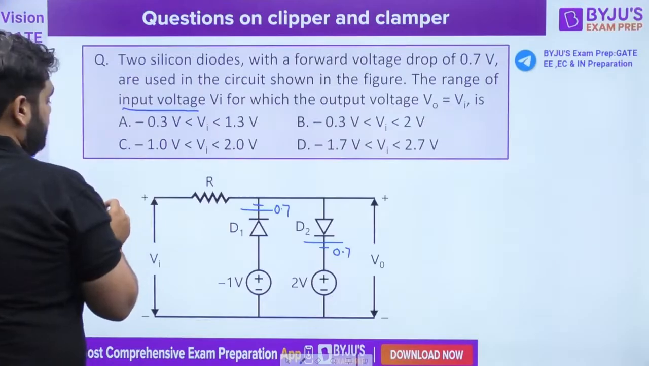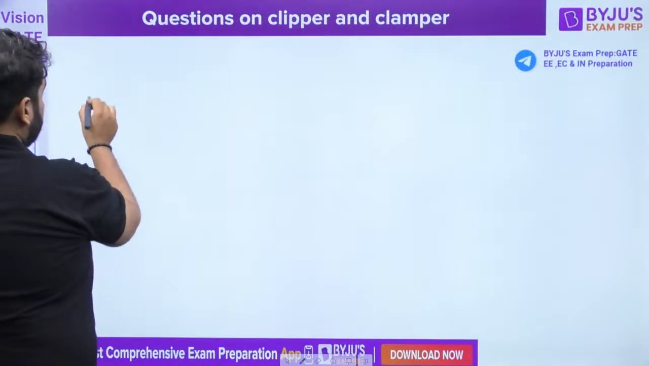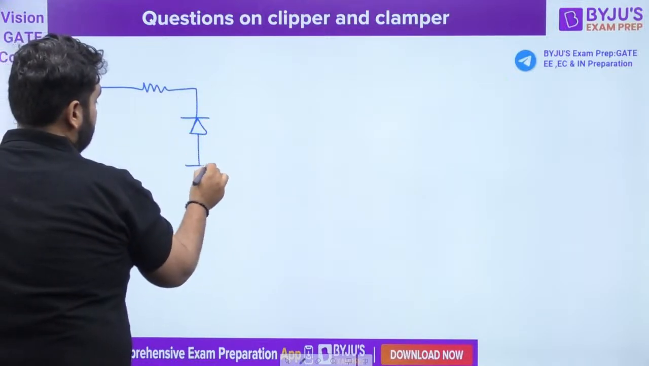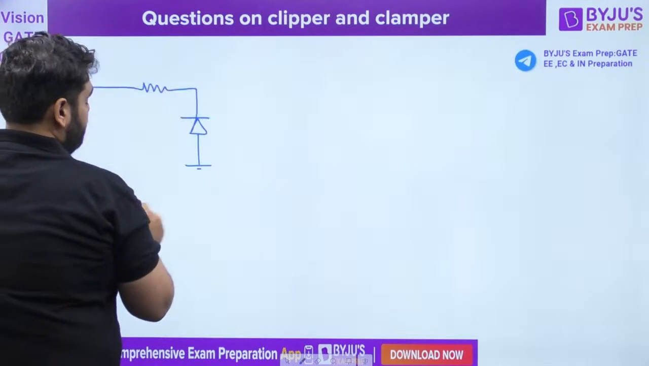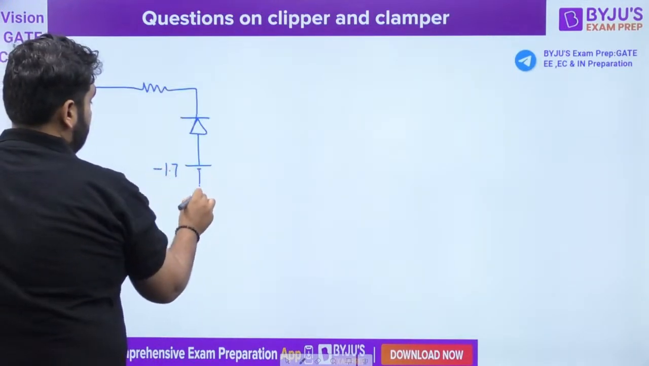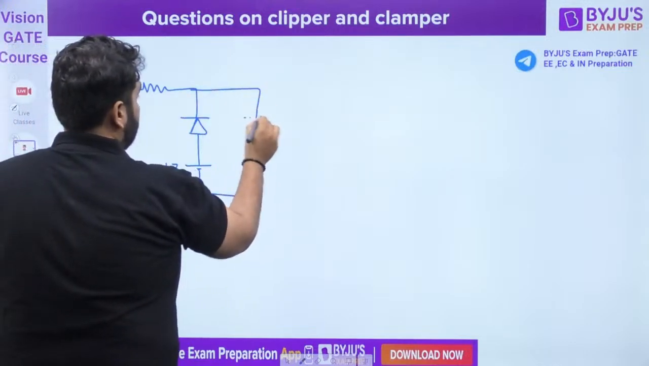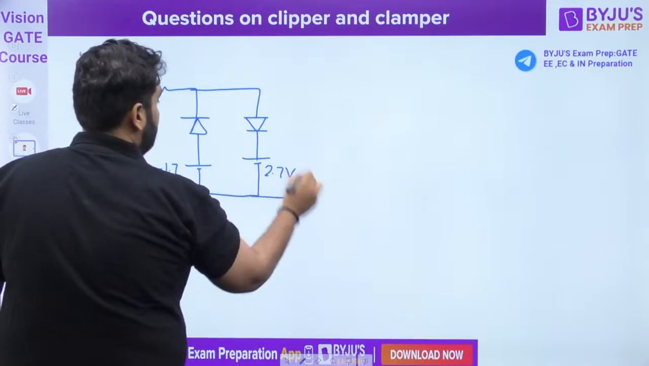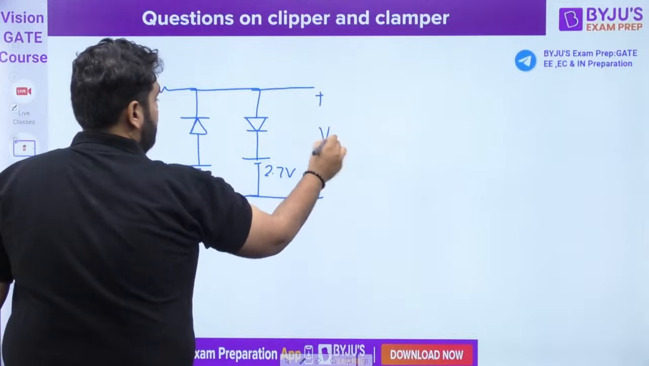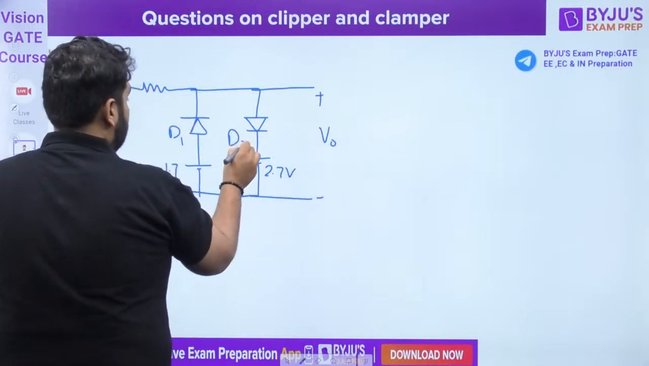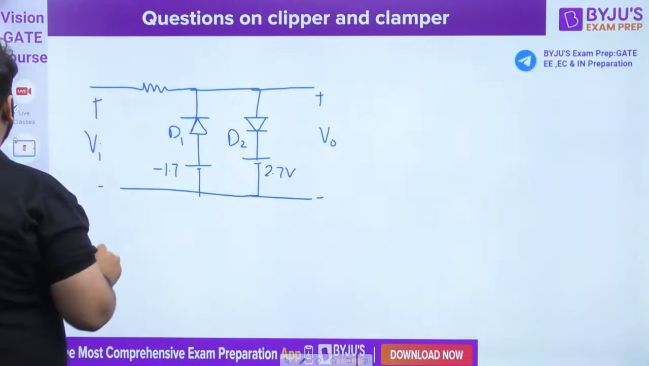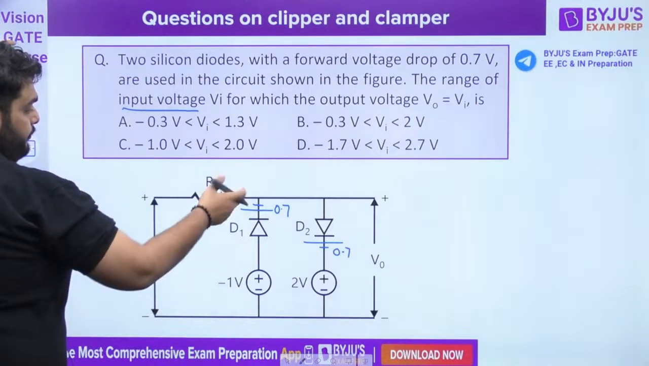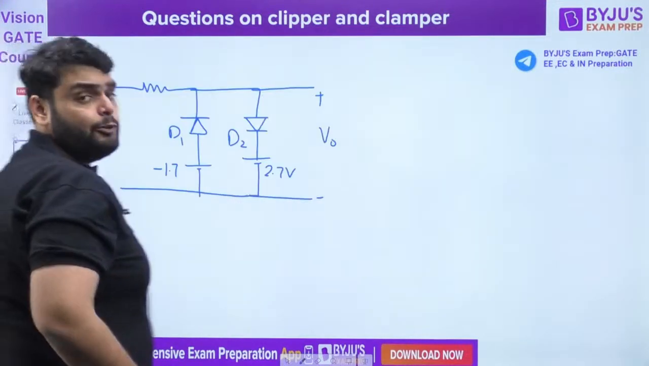So we can redraw the circuit like this, that we have minus 1.7, and here we have 2.7 volt, and then we have an output voltage V0. This is diode D1. This is diode D2. This is going to be our input voltage. Correct. Any doubt here?